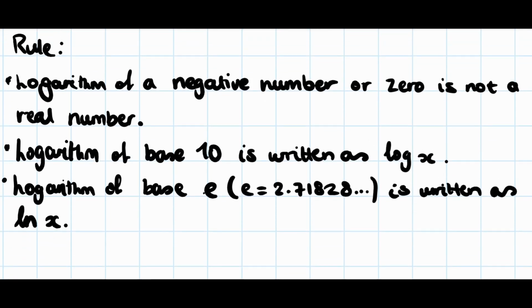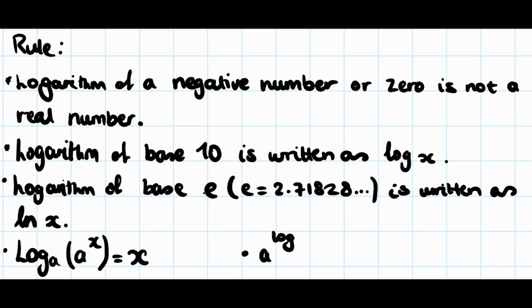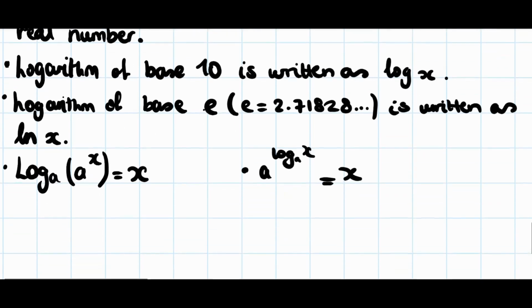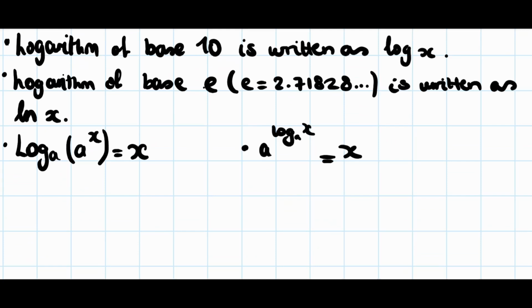Now, we will get to a last rule, and this rule we can write in two different ways, but they both mean the exact same thing. The first way to write this is that log base a of a to the power of x is equal to x. And the other way we're going to write this is a to the power of log base a of x is equal to x. Now that we've had a look at these rules, we're just going to look at some examples where we can apply these as well.